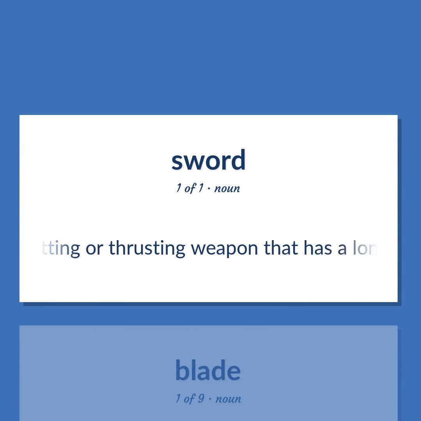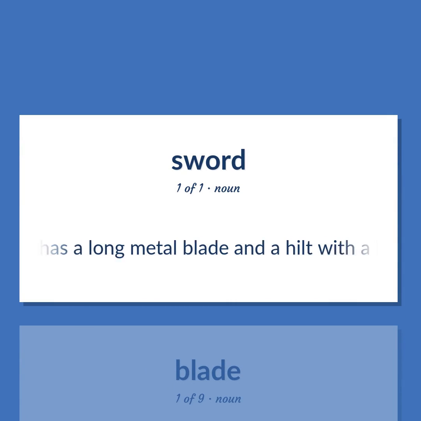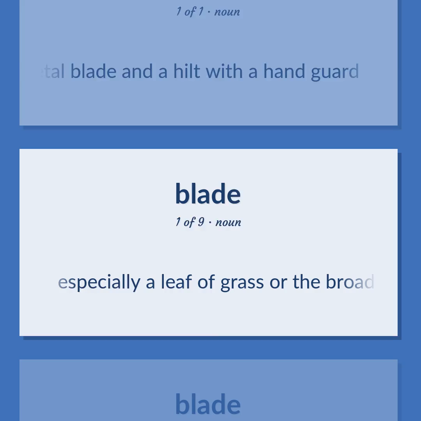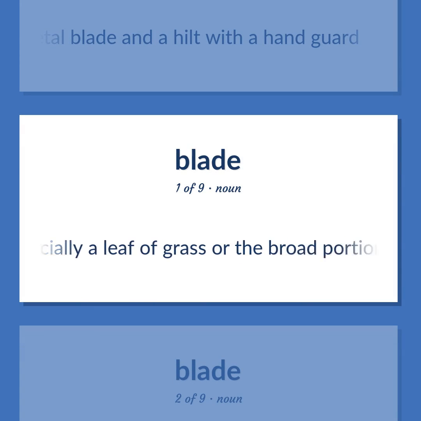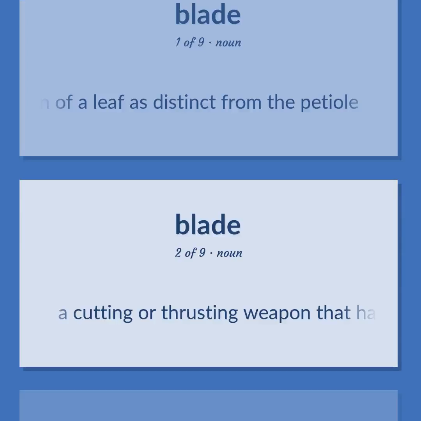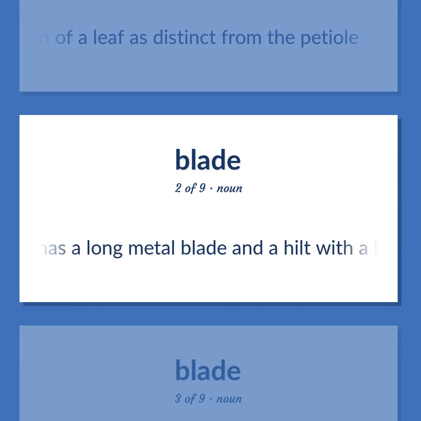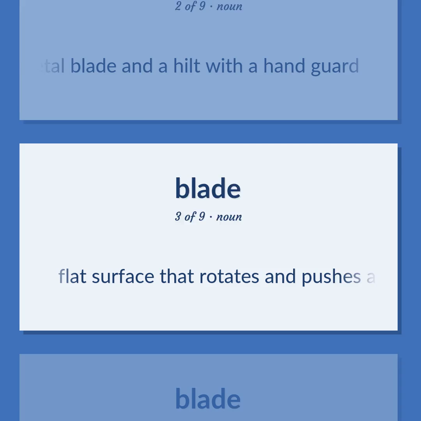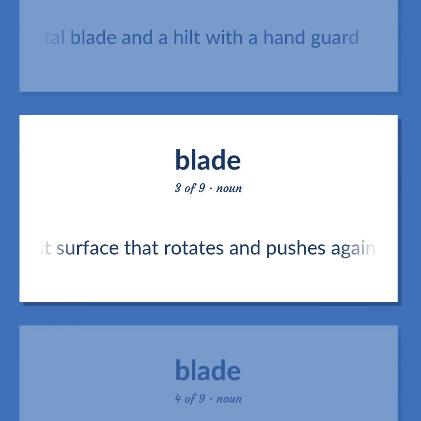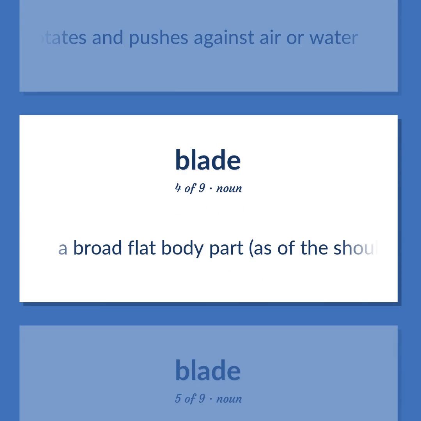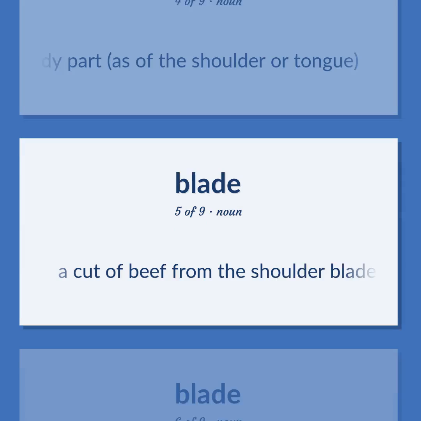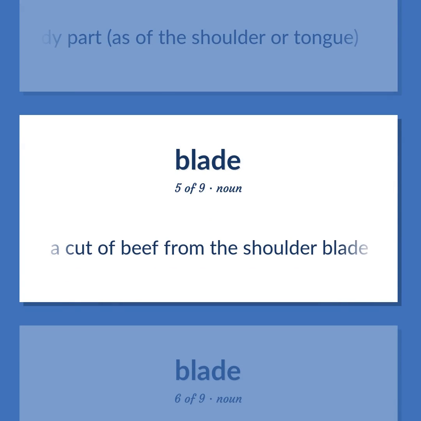A cutting or thrusting weapon that has a long metal blade and a hilt with a handguard. Especially a leaf of grass or the broad portion of a leaf is distinct from the petiole. Flat surface that rotates and pushes against air or water. A broad flat body part, as of the shoulder or tongue. A cut of beef from the shoulder blade.